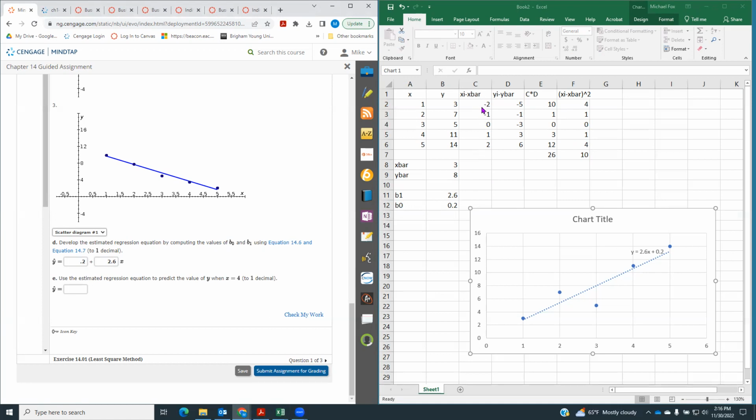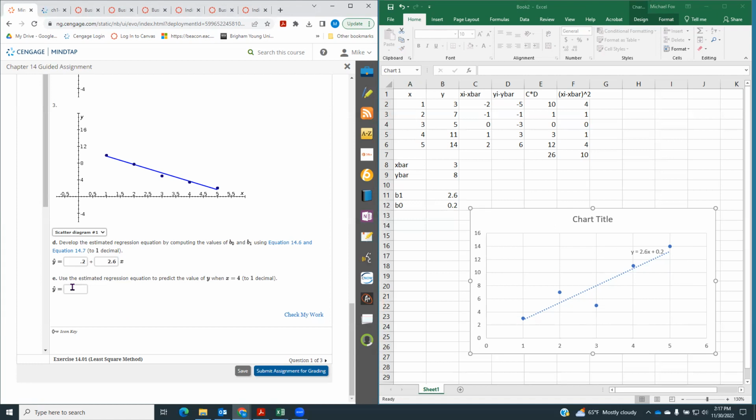We just have to find the x minus x bar, the y minus y bar, multiply them together, take the total, then square the x minus x bar, and then divide it. So there's a little bit of work, but it's still doable, but way easier to just say, hey, Excel, tell me what the equation of this line is.